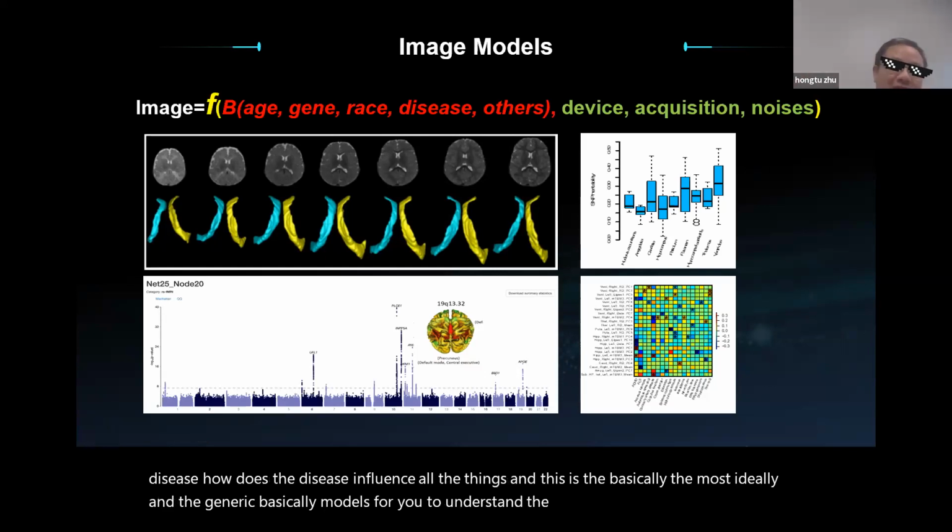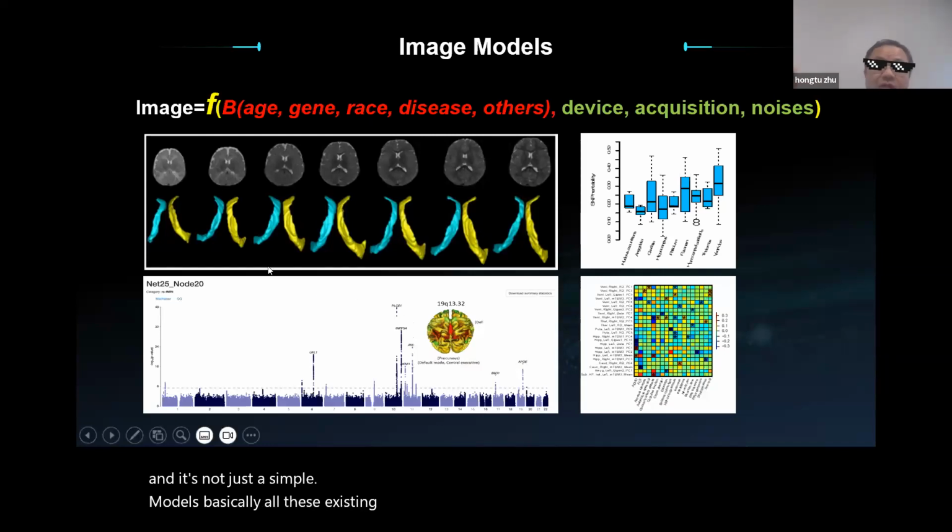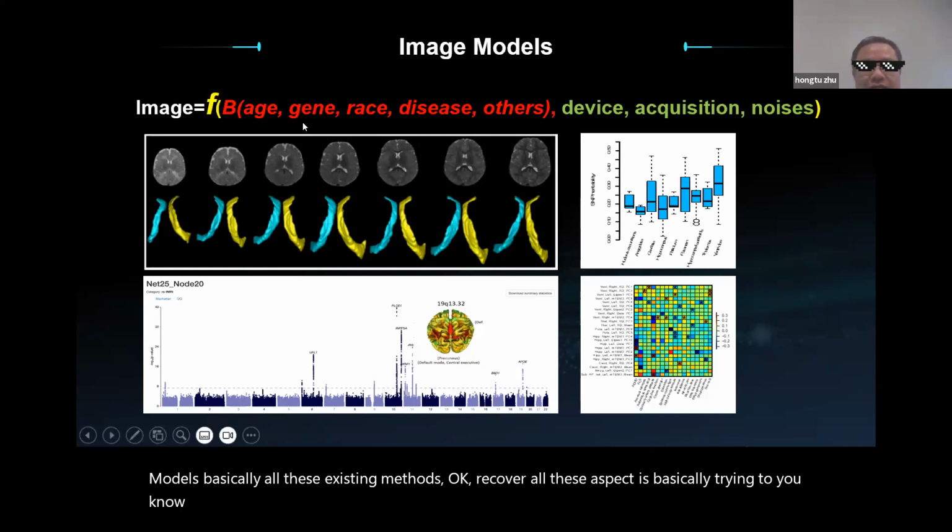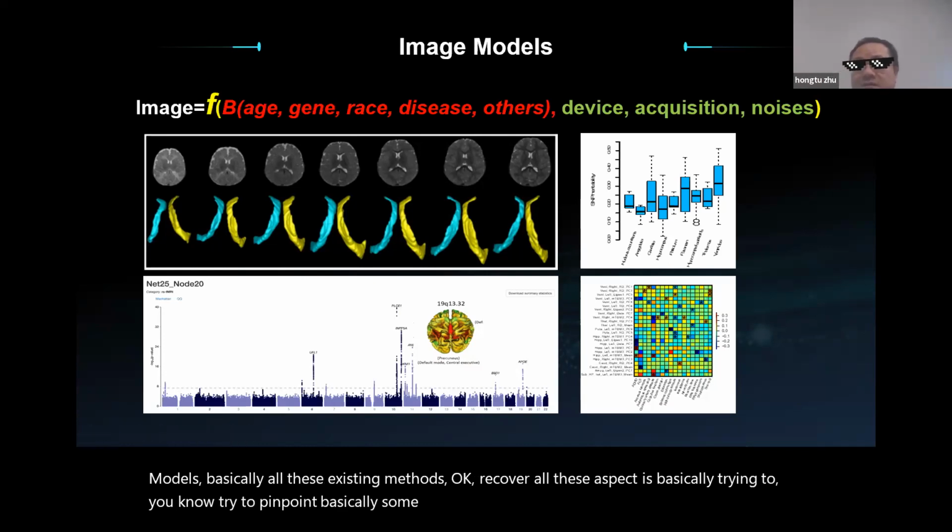And it's not just a simple model. Basically, all these existing methods recover these aspects; they try to pinpoint some key factors associated with the brain, okay. And that's the most important part.